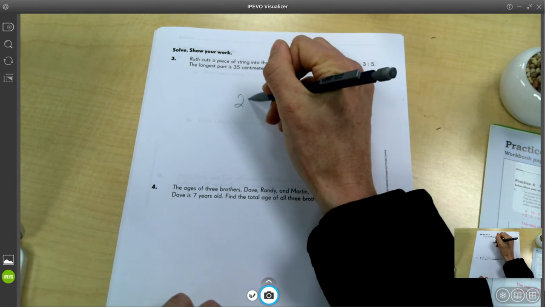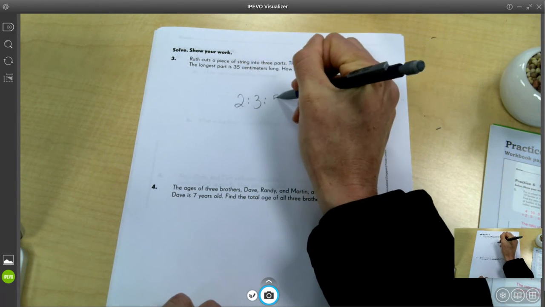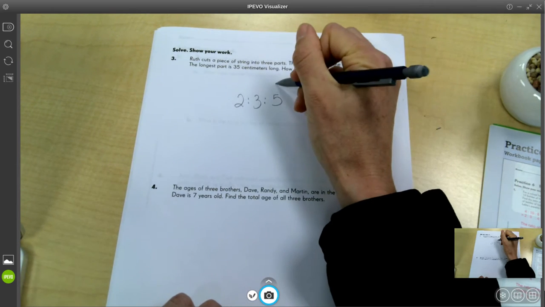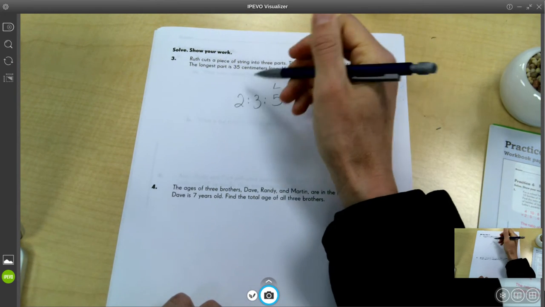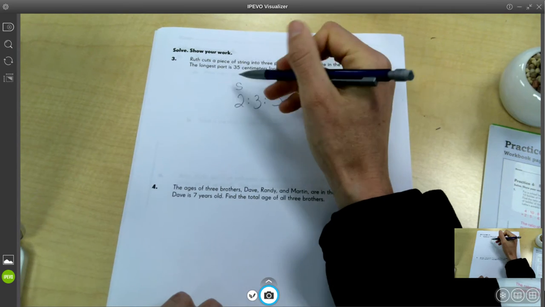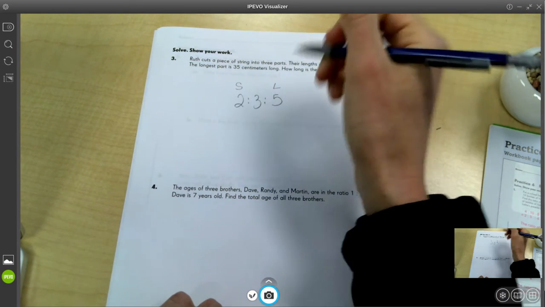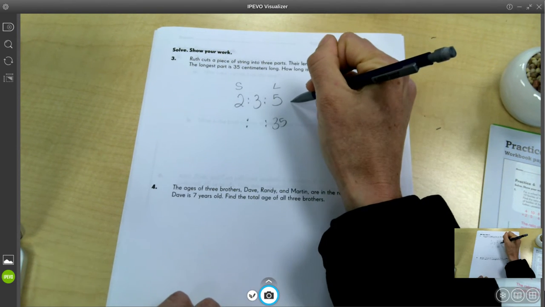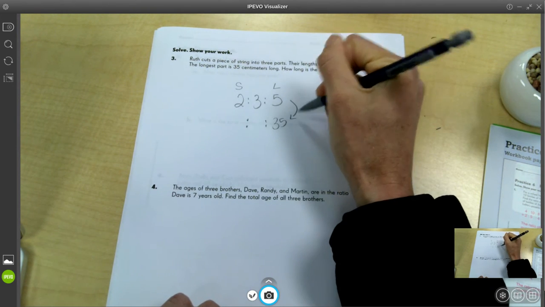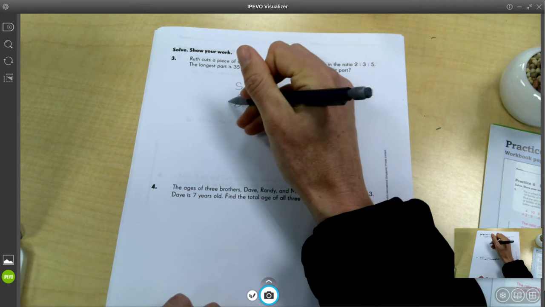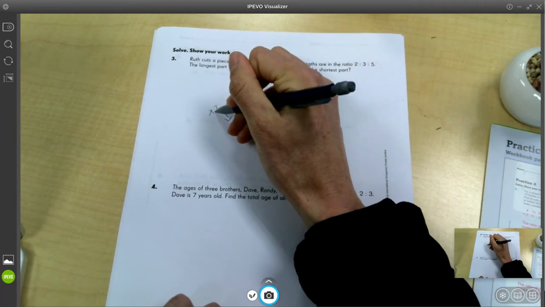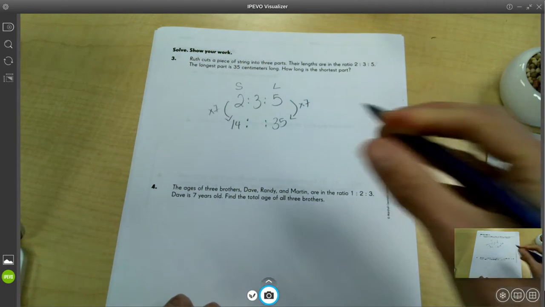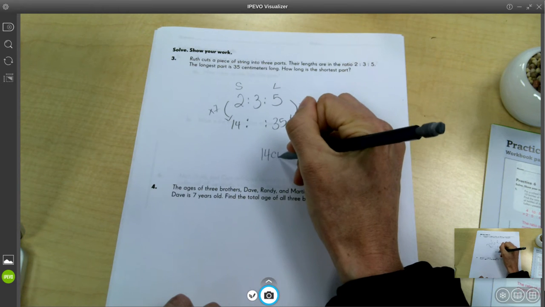All right, 2 to 3 to 5. Looking at this, this is the longest because it has the largest number. This is the smallest because it has the smallest number. The longest part is 35. It's got to be something to 35. Thinking about equivalent ratios, 5 times 7 is 35. 2 times 7 is 14. The shortest piece must be 14 centimeters.